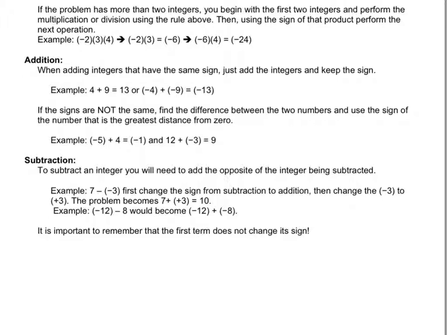So for example, 7 minus 3. You just simply change that to 7, keep it the same, plus a positive 3. Always add the opposite. Or if you have negative 12 minus 8, now that becomes negative 12 plus a negative 8. You go back to the rules of adding where it says if the signs are the same, add the numbers, keep the sign. So these are very important concepts that you really, really need to hone in on.